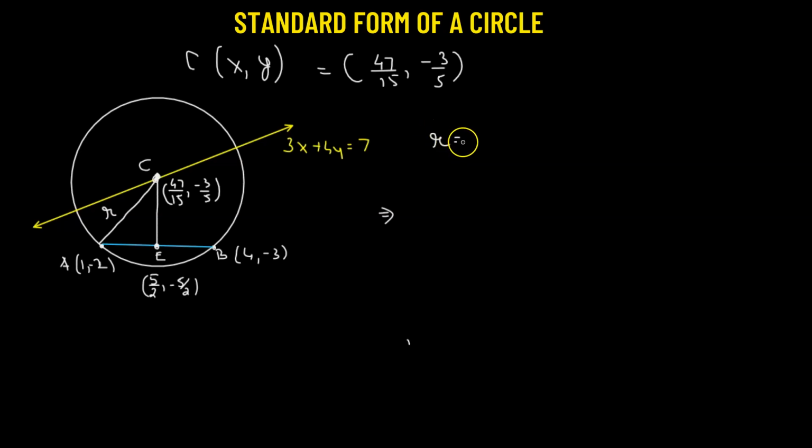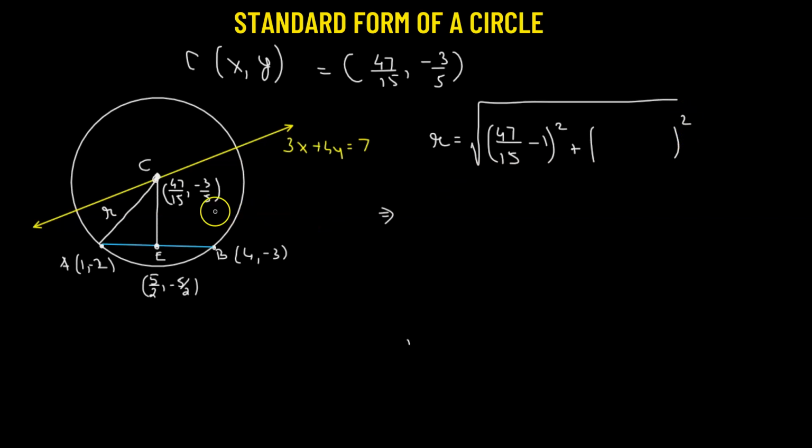We can easily obtain the radius of the circle by using the distance formula. We take the square root, and underneath it, the square of the difference of the x coordinates. So we take 47 over 15 minus 1, then square it and add it to the square of the difference of the y coordinates. For y, we have negative 3 over 5 minus negative 2, so that becomes positive 2. I'm leaving this as an exercise for you to try out. The value of the radius comes out to be the square root of 1465 divided by 225. So now we have the radius of the circle as well.